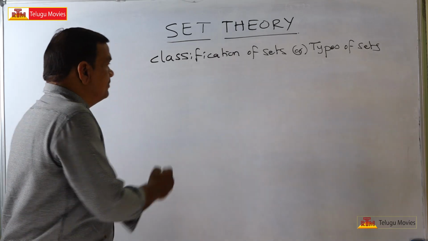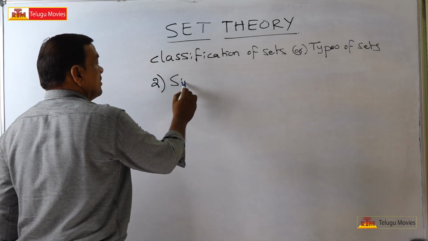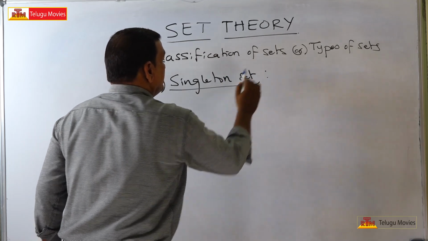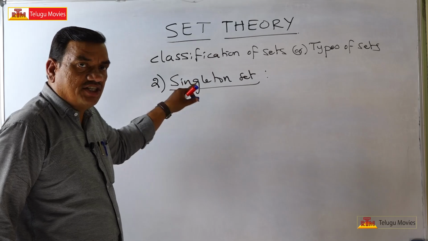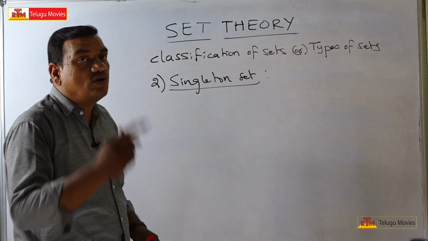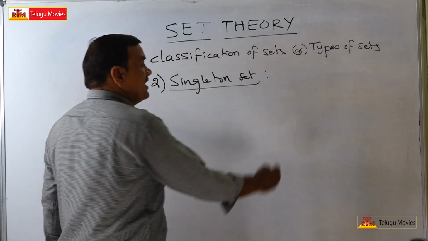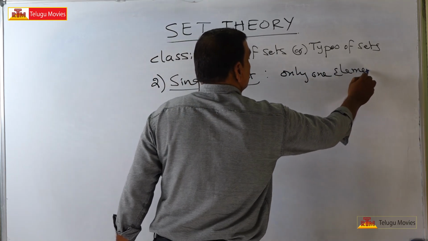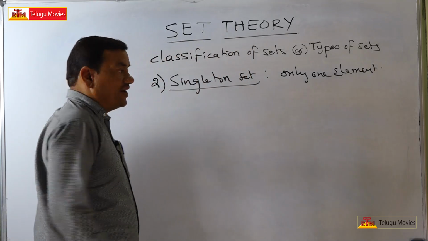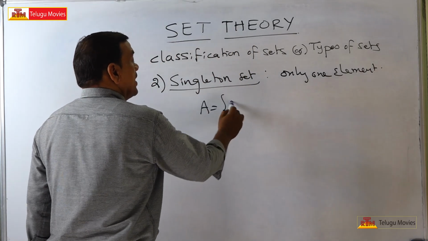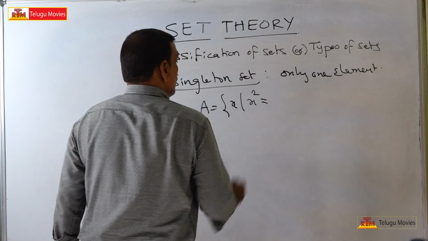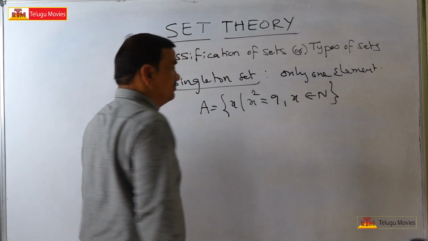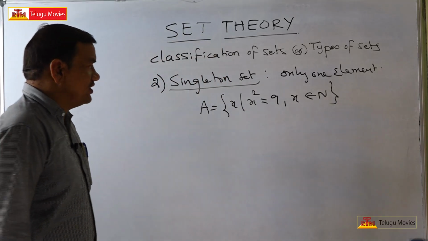Coming to the second type. The second type is the singleton set. The name itself suggests it: singleton means one element. So, a set consisting of only one element is called a singleton set. For example, A is equal to the set of X such that X square is equal to 9 and X belongs to the natural numbers. This is a singleton set. How can you say that it is a singleton set?